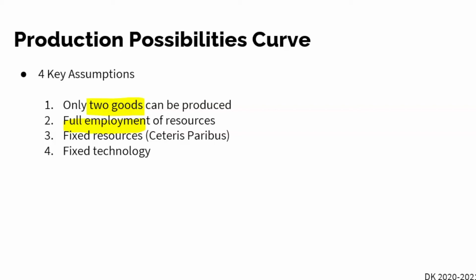And then lastly, fixed technology. We're never going to assume that there's a technological advancement, nor are we going to assume that there's a technological decline. I don't know, right now the term is not coming to my head. All right, so these are our 4 key assumptions.